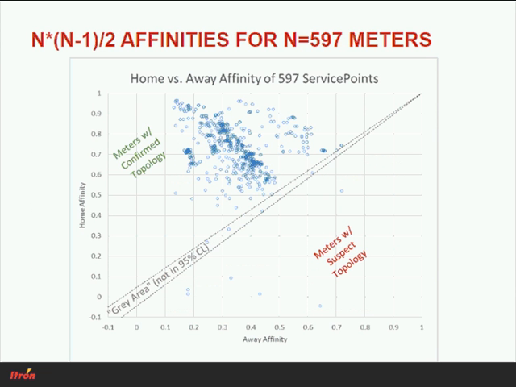Here is a picture of, in this particular case, 597 meters, where each meter is represented by 1 point, and we show on the same chart the home affinity on the y-axis and the away affinity on the x-axis. So meters that have a high home affinity and a low away affinity, they're fine. This upper quadrant represents the meters with confirmed topology. And this particular utility is very good at their record keeping, so the great majority of meters are just fine.